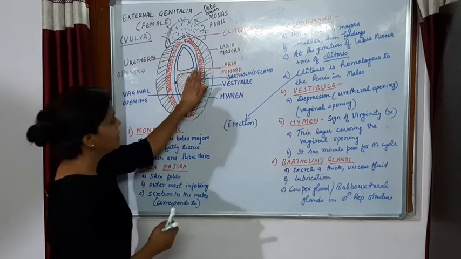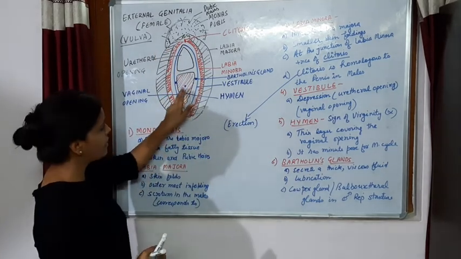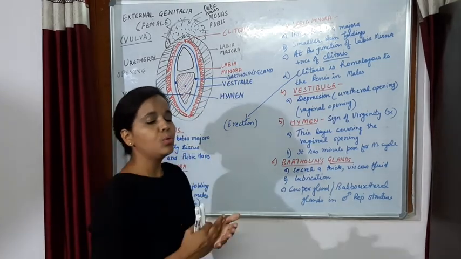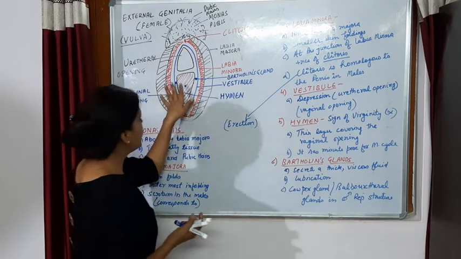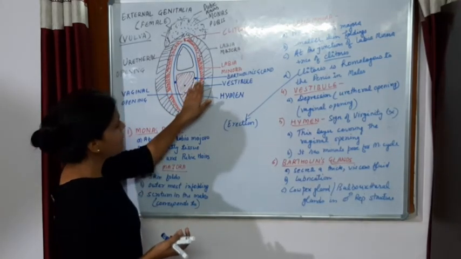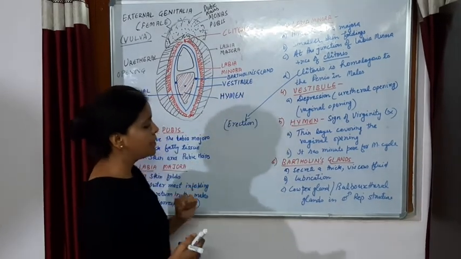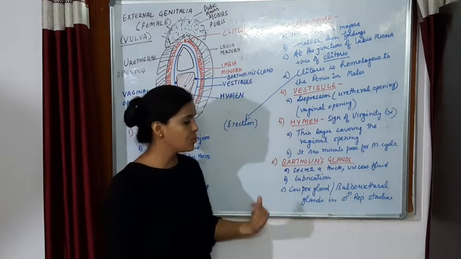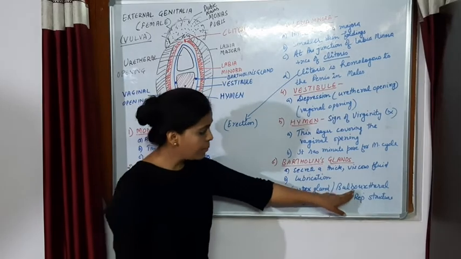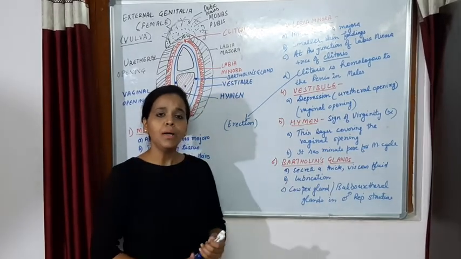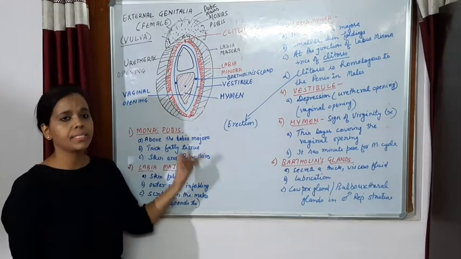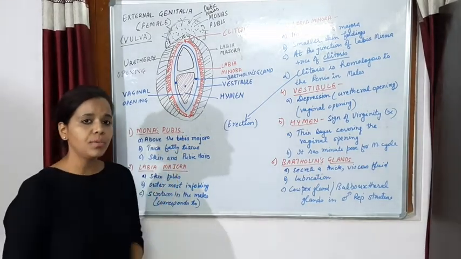The hymen partially covers the vagina, having a minute pore, and it was considered a sign of virginity, but no, this is a myth and misconception. And on the two sides are the Bartholin glands, which help in lubrication and correspond to the bulbourethral gland in the male. So this was a very important, detailed description of the external genitalia in the female.